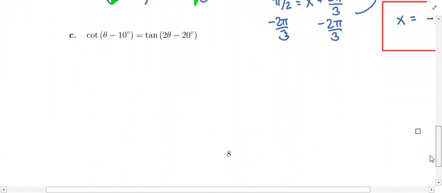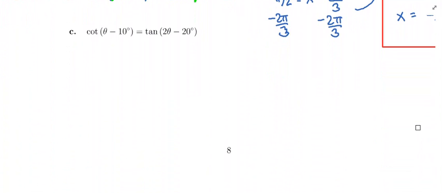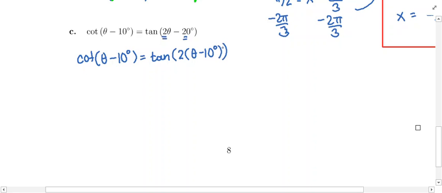So which one? Because we don't see a cotangent of theta or a tangent of theta that we can match it up with. So we're going to do a little bit of work here before we can match it up. If you notice on the right, both terms in the argument have a 2, so I can factor that out. Okay, so I'm going to get that the cotangent of theta minus 10 degrees is equal to the tangent of 2 times theta minus 10 degrees. Okay, that's what happens if I factor a 2 out of the argument. You have to keep it inside of the argument. You can't bring it out.